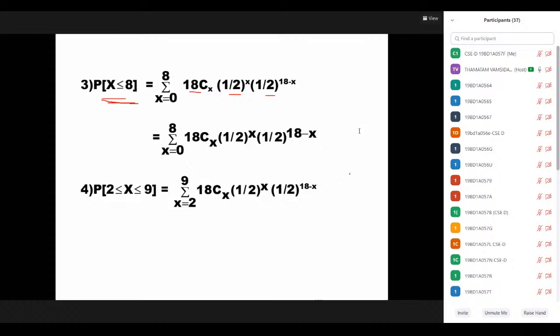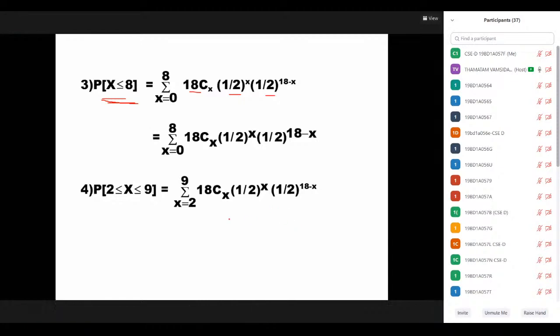and so on up to the maximum. The last term is 18C8, since X can take value 8 at most. That is, the last term is 18C8 into 1 by 2 whole power 8 into 1 by 2 whole power 18 minus 8. All of you simplify that and you can get the values. This topic is already covered. This is only a revision and practice session, that's why I didn't write it out clearly. I think all of you are following.